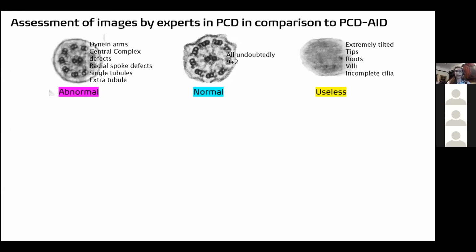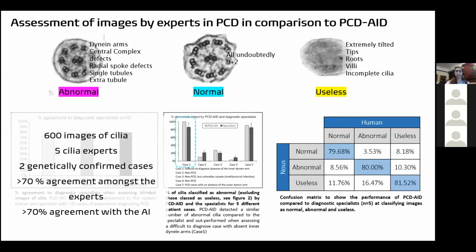We have to audit it, the same way you would audit between centers, you can audit the machine. So here, what we did, we gathered 600 images and we asked 5 cilia experts to look at all of them. Among these 600 images, there were 2 genetically confirmed cases, but we didn't say anything. We wanted to keep it completely unbiased and completely blind. We also gave these 600 images to the computer and we used the model to analyze it. And then we compared everything.